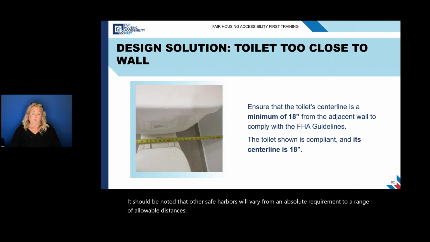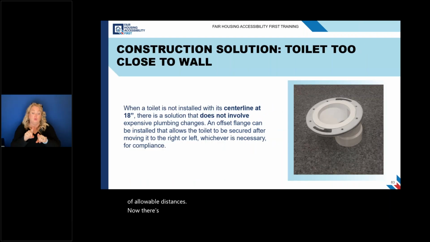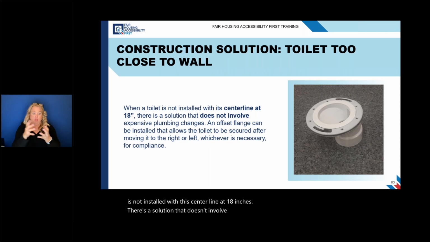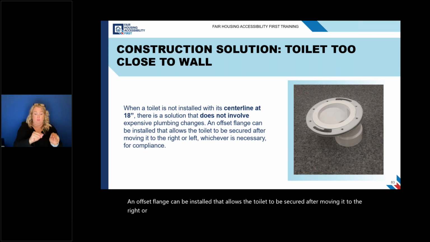Now, there's also a construction solution if the toilet is too close to the wall. So when a toilet is not installed with its center line at 18 inches, there's a solution that doesn't involve extensive plumbing changes. An offset flange can be installed that allows the toilet to be secured after moving it to the right or left, whichever is necessary for compliance.